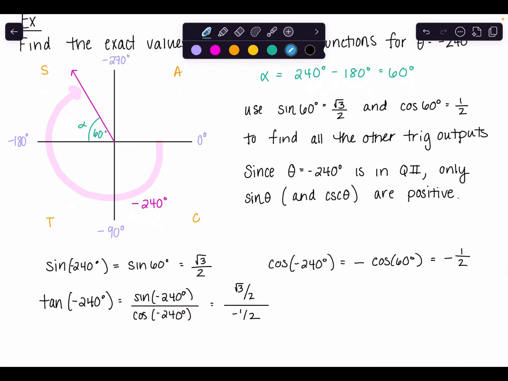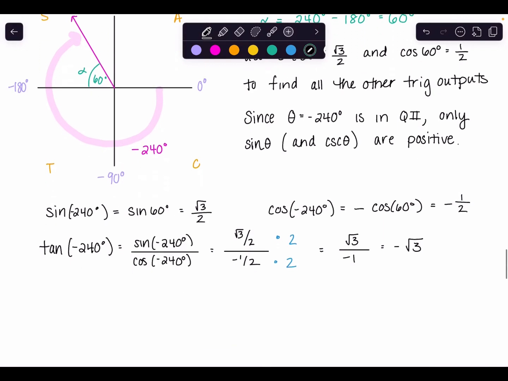This is equal to sine of negative 240 degrees over cosine of negative 240. That gives me root 3 over 2 over negative 1/2. Well, you got fractions and fractions. You can go ahead and multiply by the reciprocals, but really times top and bottom by 2. Those end up canceling. That gives you root 3 over negative 1, which is negative root 3.